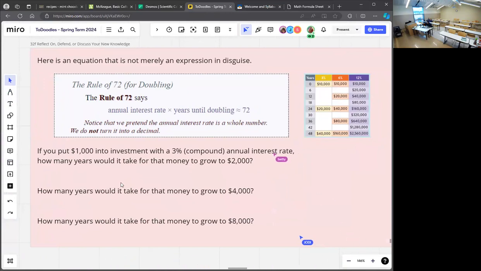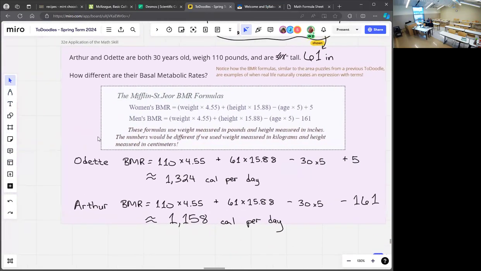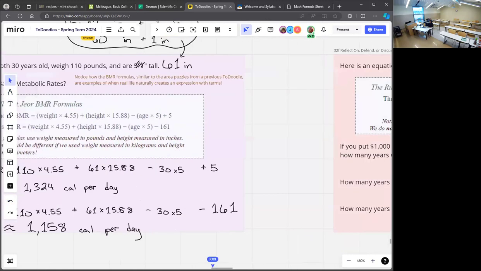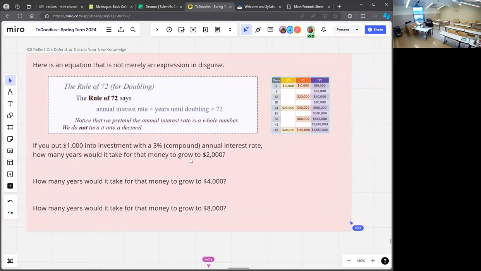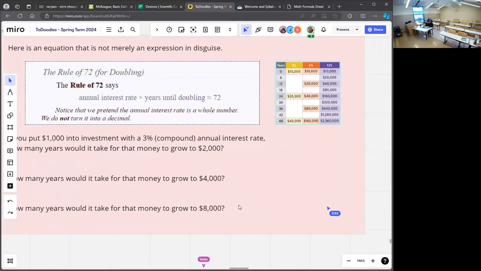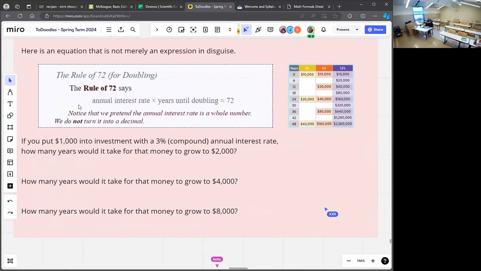So at this point, you're probably wondering, are all formulas kind of fake in the way that we just did? Where I'm plugging a bunch of stuff in on this side, all the work happens there, and this is just the answer. And the answer is no, not all formulas are just expressions in disguise. So here's an example of one where both sides matter.